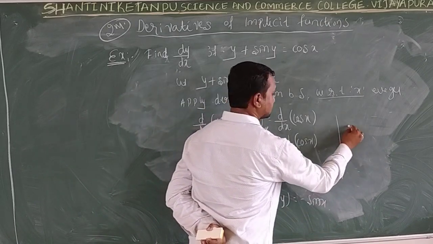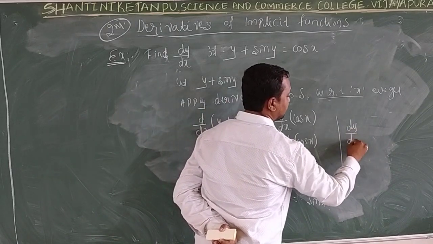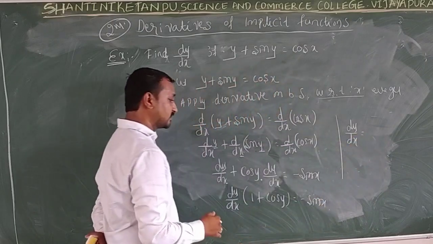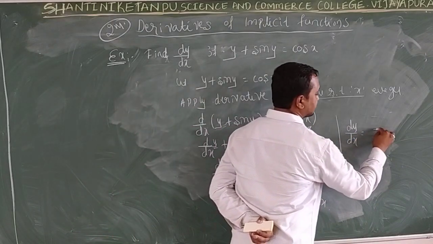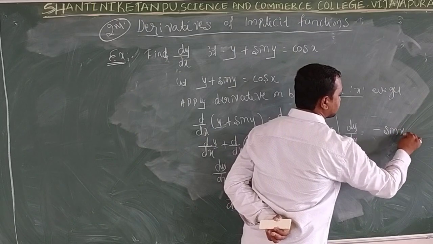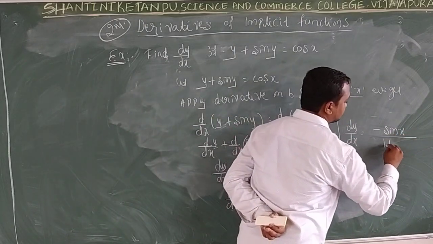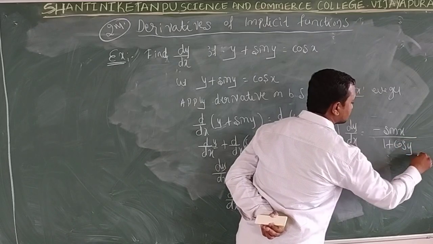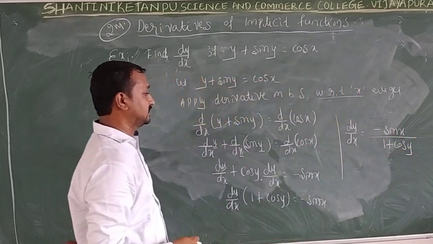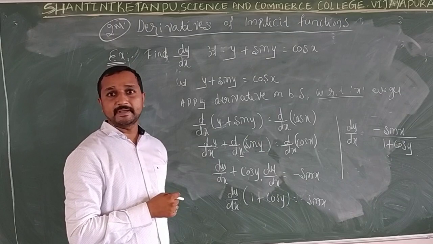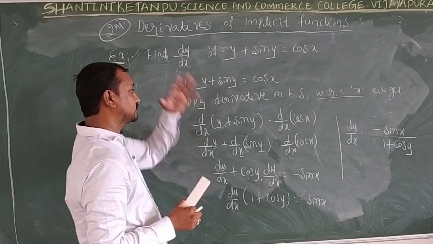Then the next step is dy by dx, which by cross multiplication you get: minus sin x whole divided by, what is the term? 1 plus cos y. Friend, this is the method. Okay, we can solve an implicit function.